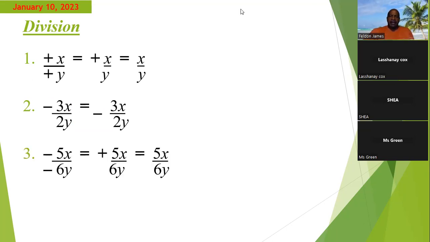Here now, we're dividing. In the numerator, we have a negative 5x. In the denominator, we have a negative 6y. So the fact that you're dividing a negative by a negative, the overall fraction becomes positive. So we have positive 5x over 6y. Now we can leave the answer without the positive sign because it is understood that it is still positive without the positive sign.